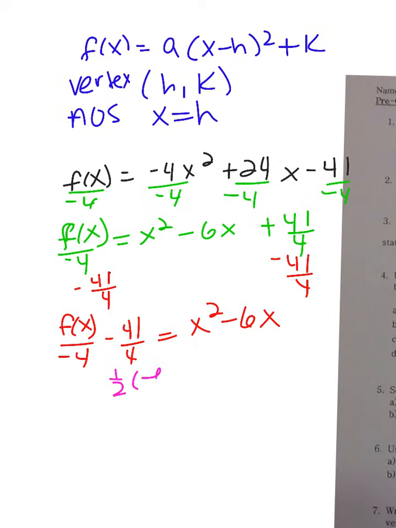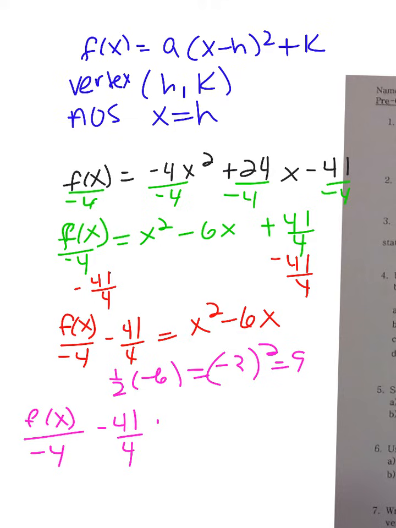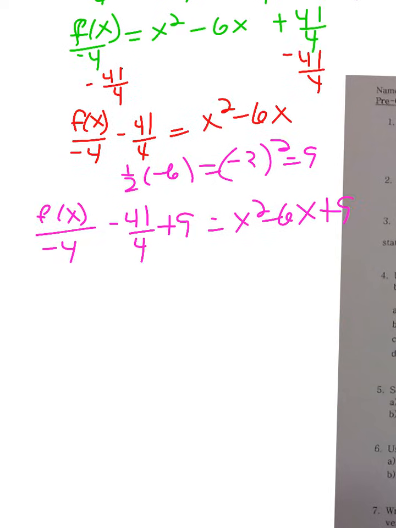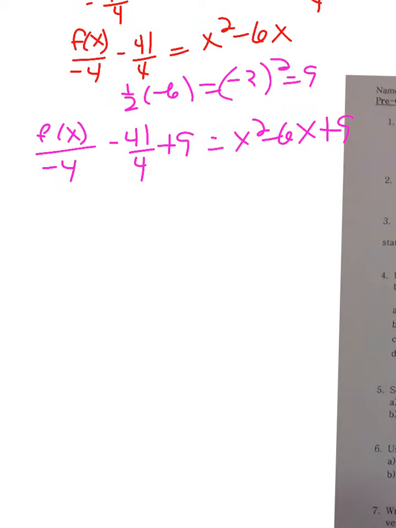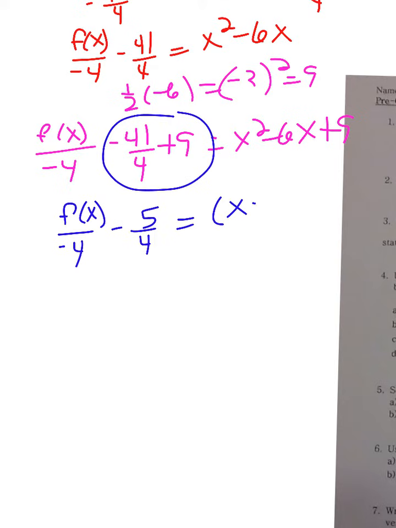Half of negative 6 is negative 3. Squared is 9. So we have f of x over negative 4 minus 41 over 4 plus 9 equals x squared minus 6x plus 9. Okay, so now let's add this here. So I have f of x over negative 4, and negative 41 over 4 plus 9 is negative 5 over 4, equals, factor the right side, x minus 3 squared. Add the 5 over 4 back over. So we have f of x over negative 4 equals x minus 3 squared.